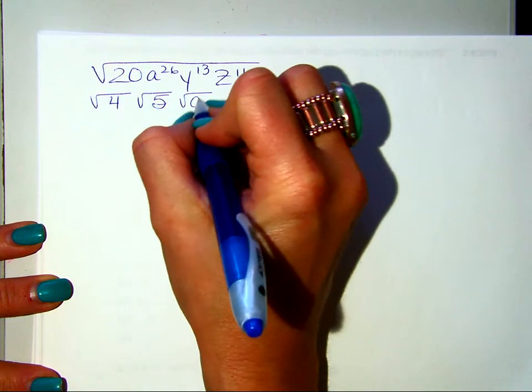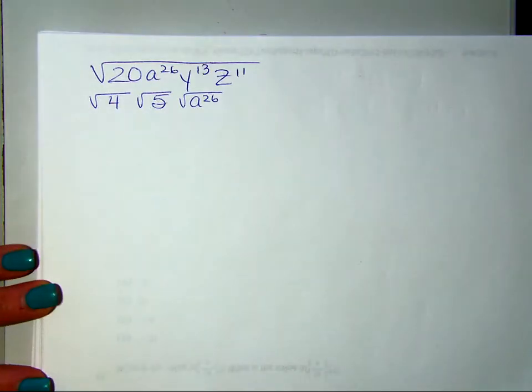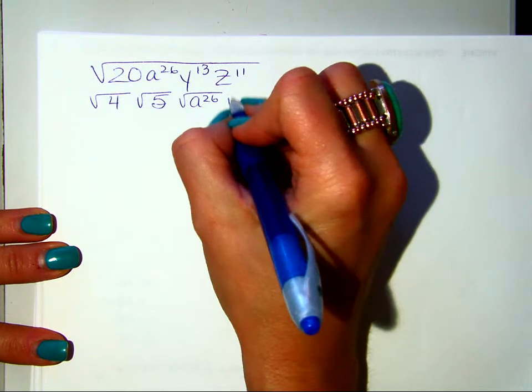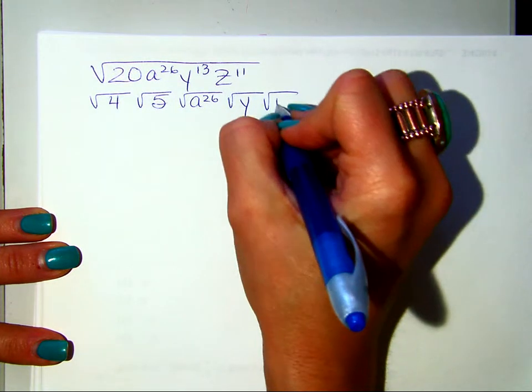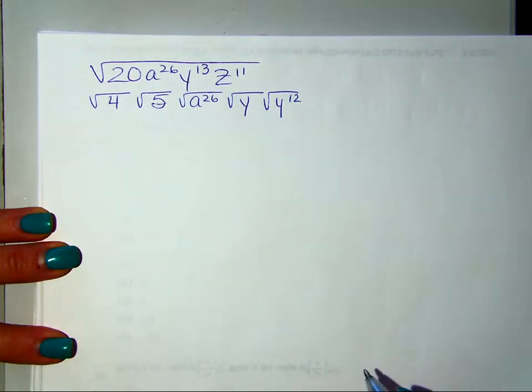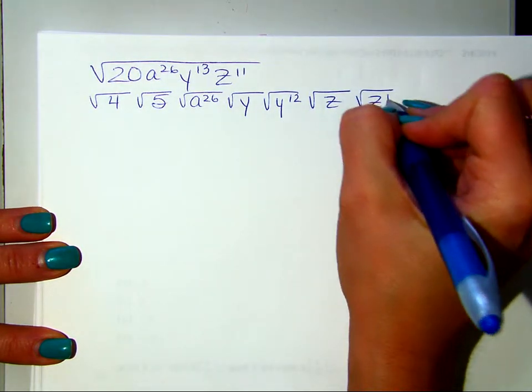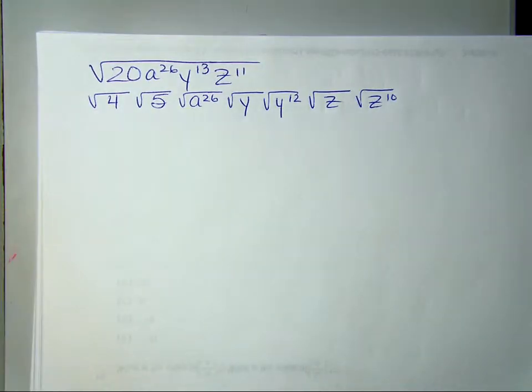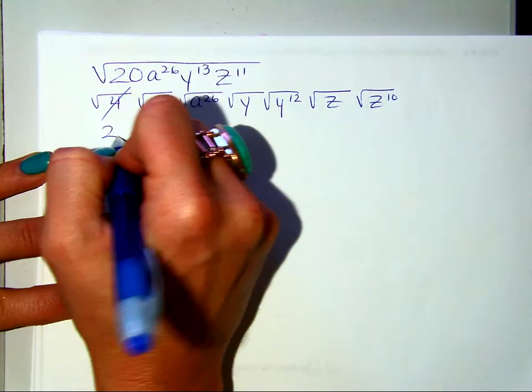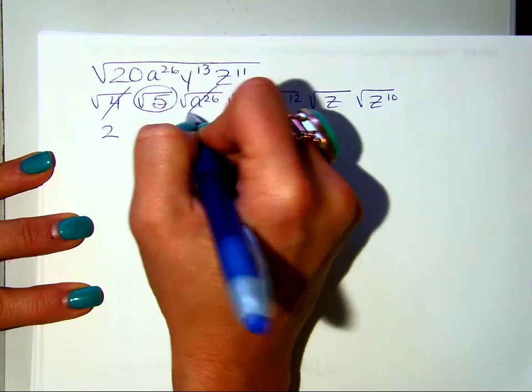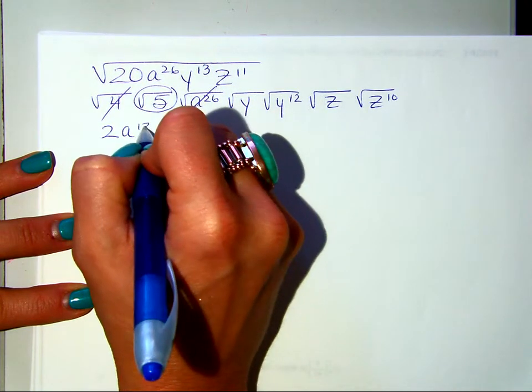Is a to the 26th okay for right now? Yes. Bring it down for the ride. Y to the 13th gets a y and a y to the 12th. And your z to the 11th gets a z and a z to the 10th. Okay? And if you use this procedure and you set it up, instead of trying to pull out all the perfect squares at once in the beginning, you can work through that quietly as I do this up here and then check it when you're done.